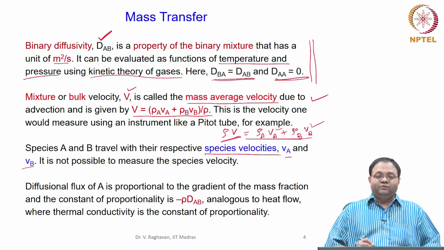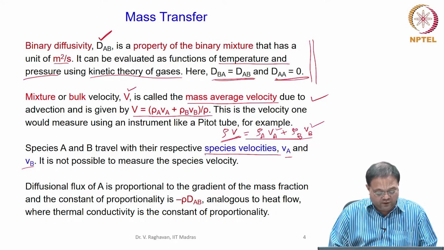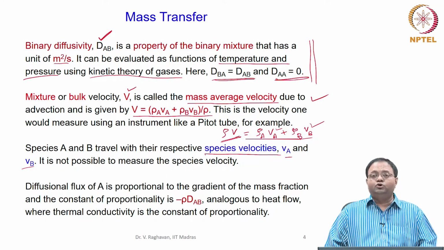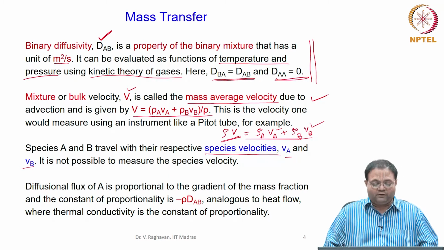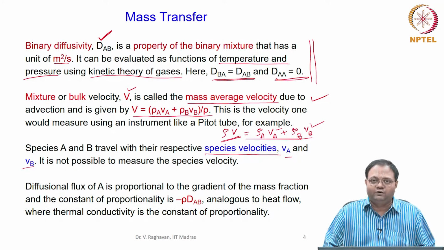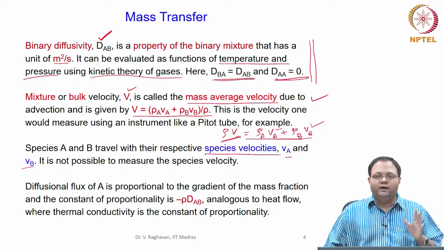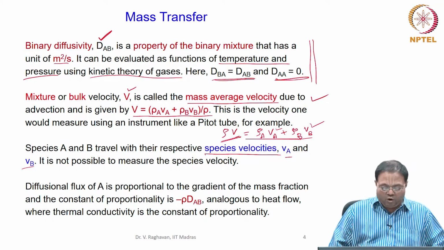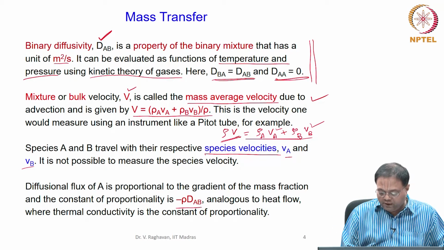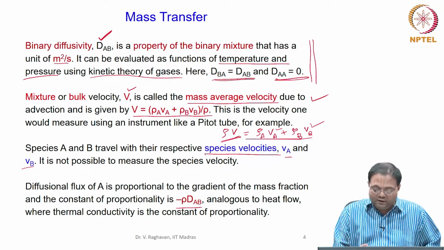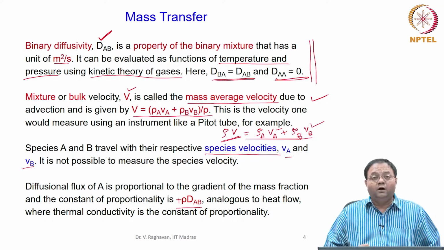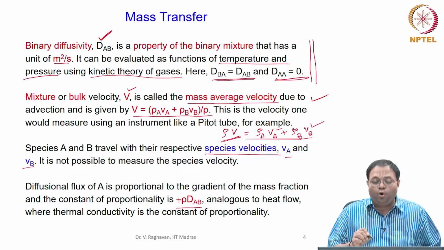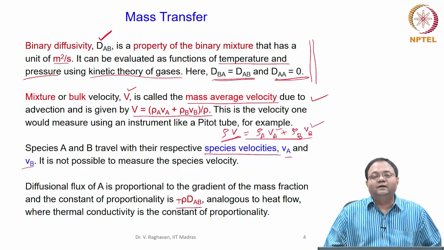Okay. Now coming to the second term in the right hand side of the previous equation, the diffusional flux of A is proportional to the gradient of the mass fraction. Here I am writing in terms of the gradient of mass fraction. As I told you, concentration gradient can also be used, and the constant of proportionality is, actually I will not take the minus here, rho times DAB, this product.